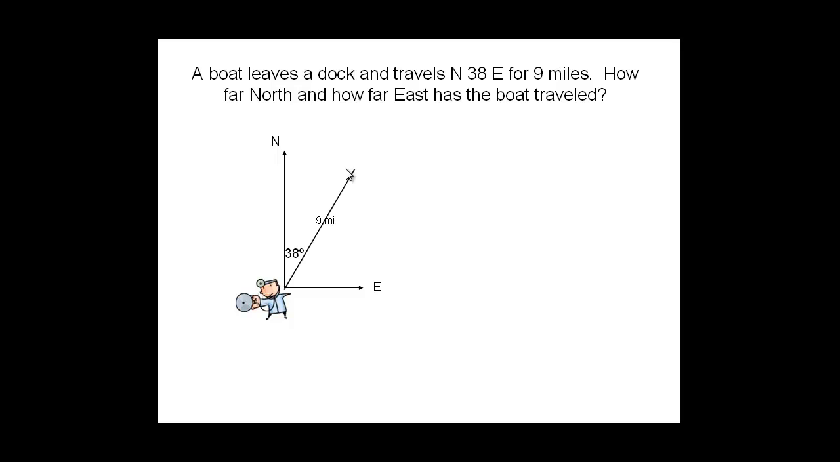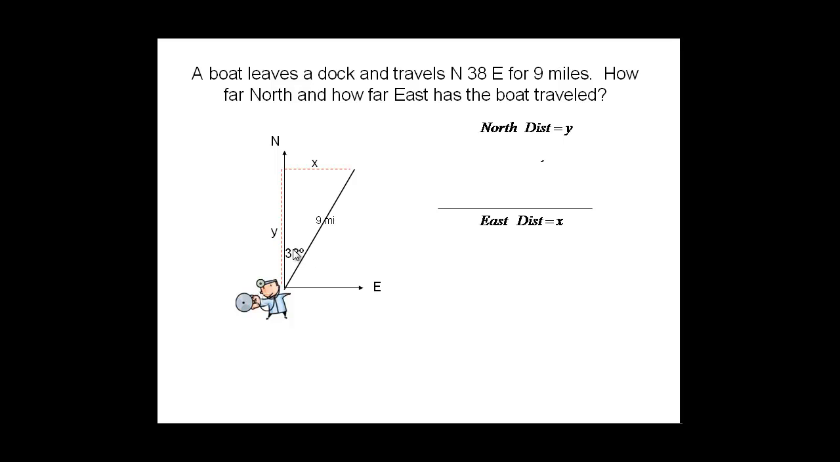Now we need a right triangle, so I'm just going to go straight across until I get to the north. You could go down, it doesn't matter. I'm going to go across, and I'm going to call that my x distance because that's the horizontal. And then we're looking for how far north it went. I'm going to call that y because that's a vertical distance. Now we need to find our x and we need to find our y. Our north distance is y, so we'll do that one first.